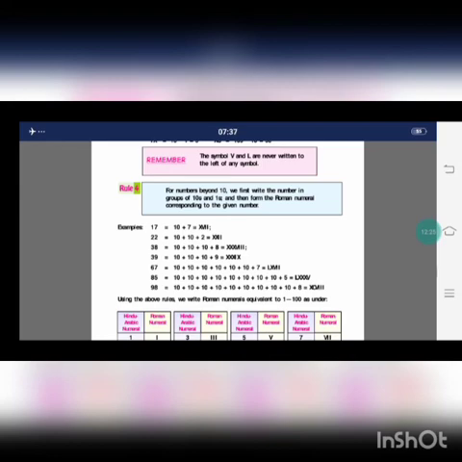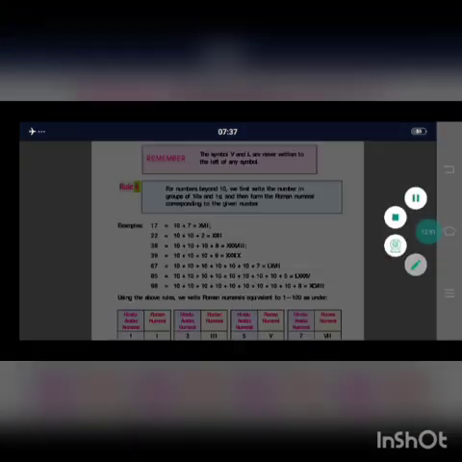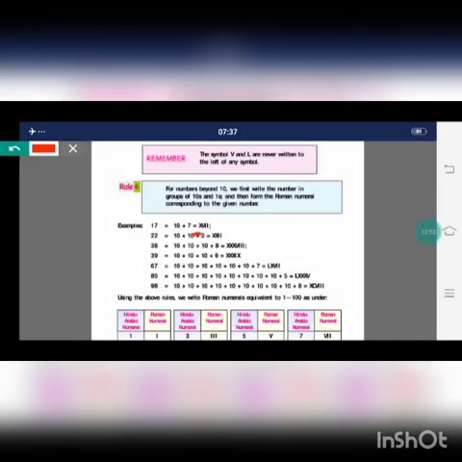10 plus 7, 17. So how will we write 17? The value of greater number 10 and its symbol is X. यहाँ पे greater value क्या है 10 और इसकी symbol क्या है X. So first we will write down here X and then V 5 and I 7.